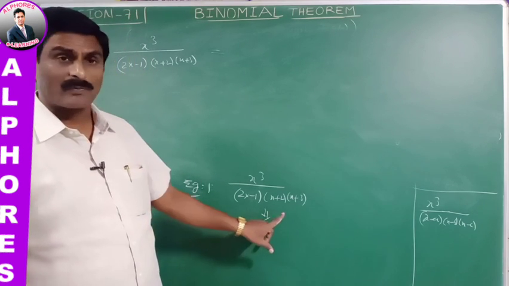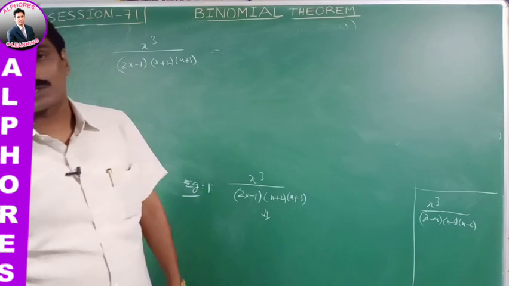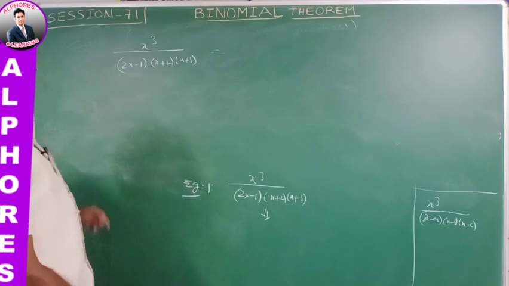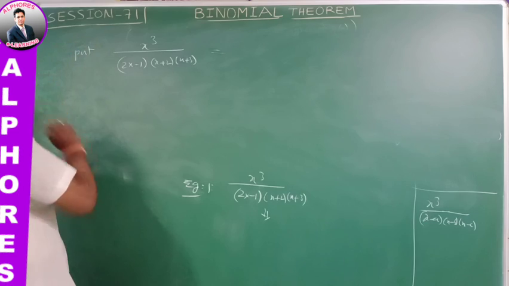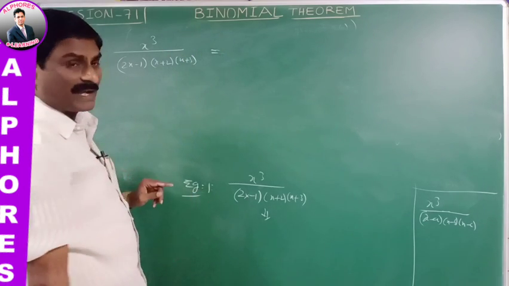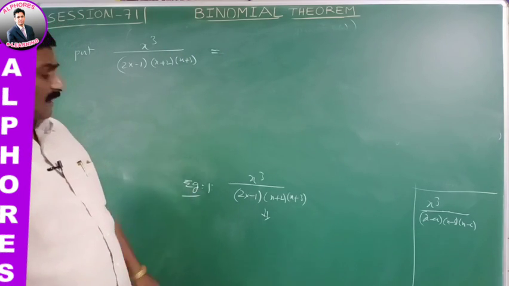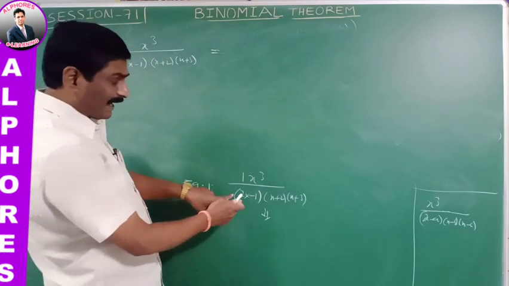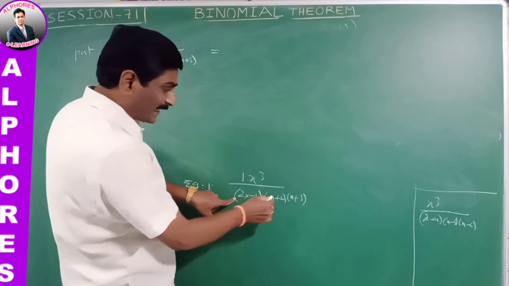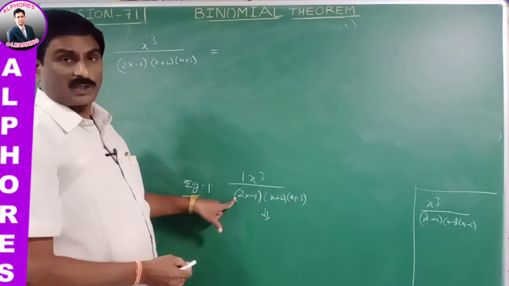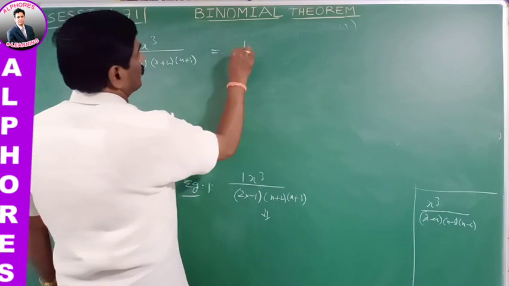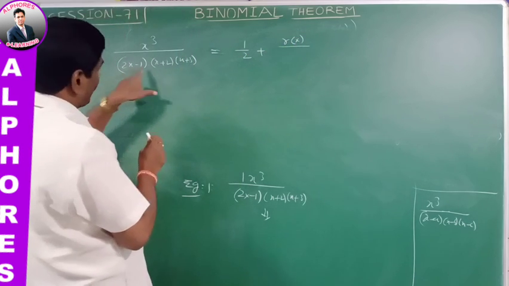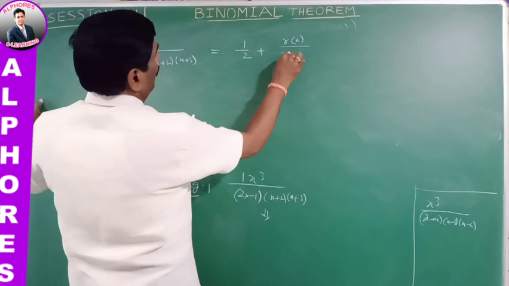Clearly it is an improper fraction, such that the degree of the numerator is equal to the degree of the denominator. Put x cube equal to a constant. What is the constant? It is the coefficient of the highest power, x cube, which is 1. In the denominator, the highest power is x cube. What is the coefficient? 2x into x square means 2x cube. So the constant is 1 by 2 plus r of x by g of x, the denominator, 2x minus 1.